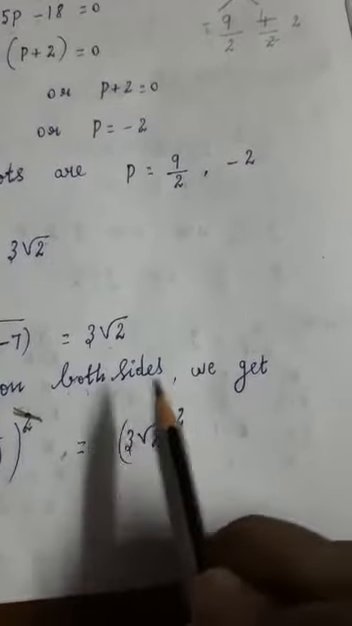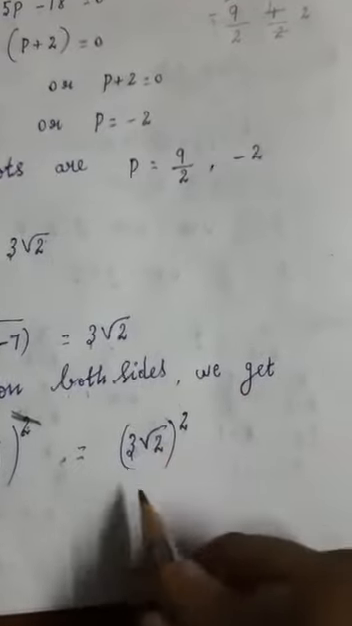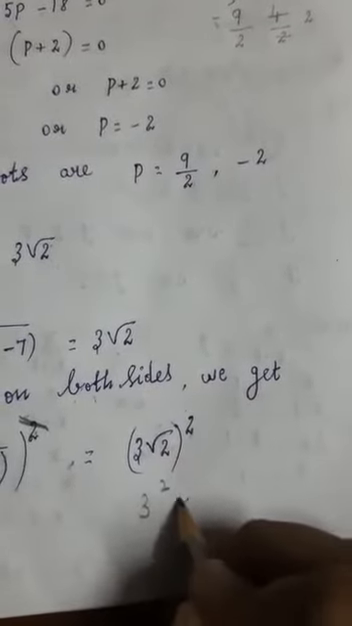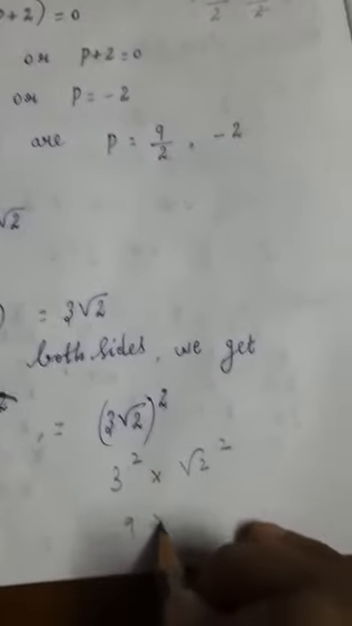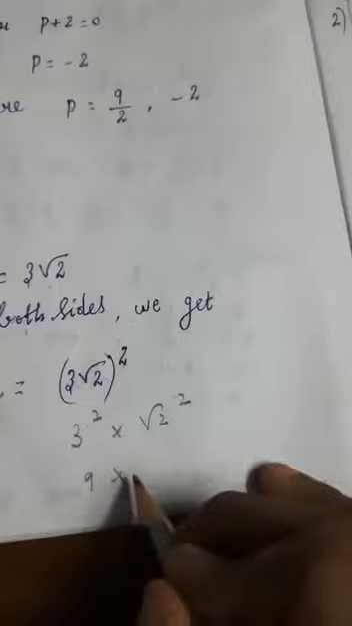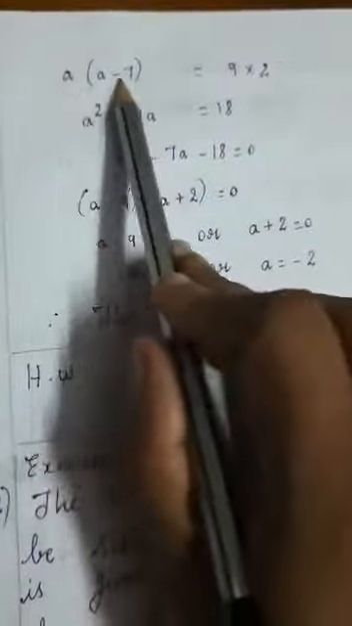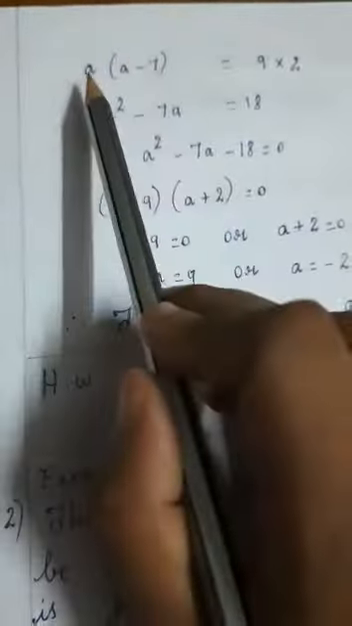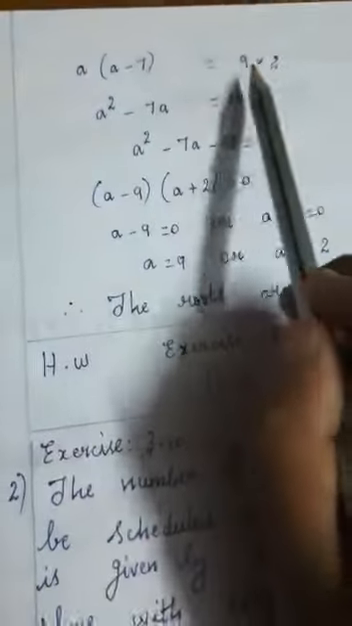This square is common for 3 square, and the square is common for root 2 also. So 3 square into root 2 square. Okay, so 3 square is 9, and root 2 square is root 2 into root 2, and root 2 into root 2 you know is 2. Did you understand or not? So 9 2s are 18. Like that only you have to simplify. Now you have to write a into a minus 7, because the square and the square root cancel. So after cancelling you have got a into a minus 7 is equal to 9 into 2.